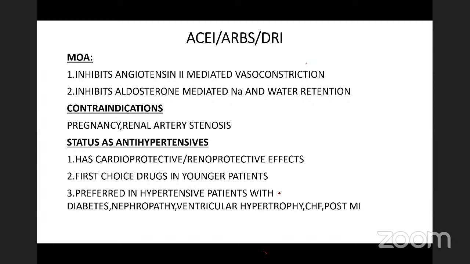ACE inhibitors, ARBs, and renin inhibitors. ACE inhibitors like captopril, lisinopril, perindopril. ARBs like losartan, candesartan, irbesartan. Direct renin inhibitors like aliskiren. These are the drugs. So the mechanism of action is almost the same.